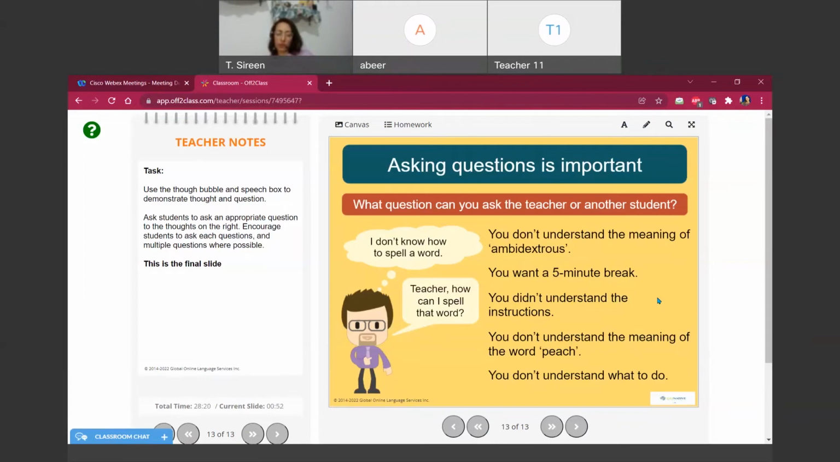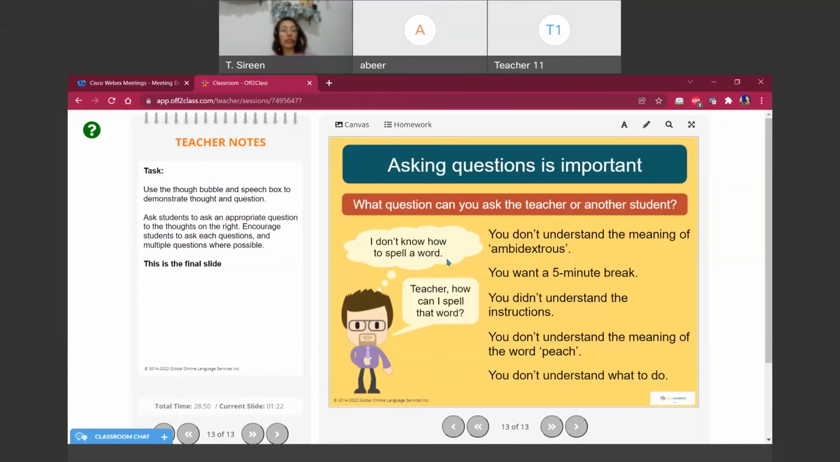I don't know how to spell the word. This is the student maybe telling the teacher. Yes, exactly. Maybe the student is going to ask this of the teacher. How can I spell the word ambidextrous? Or, how can I, I don't understand peach.